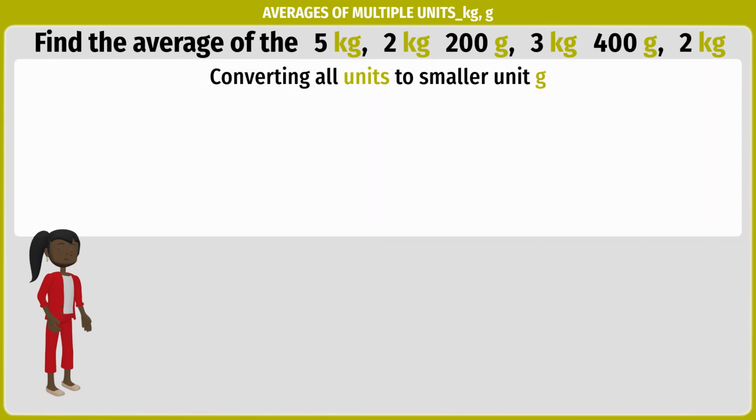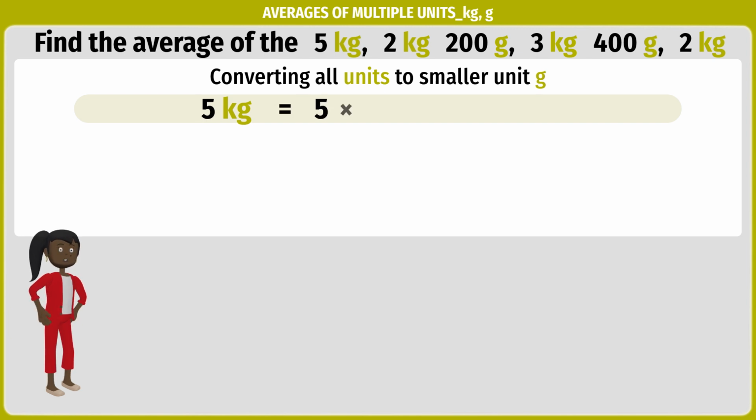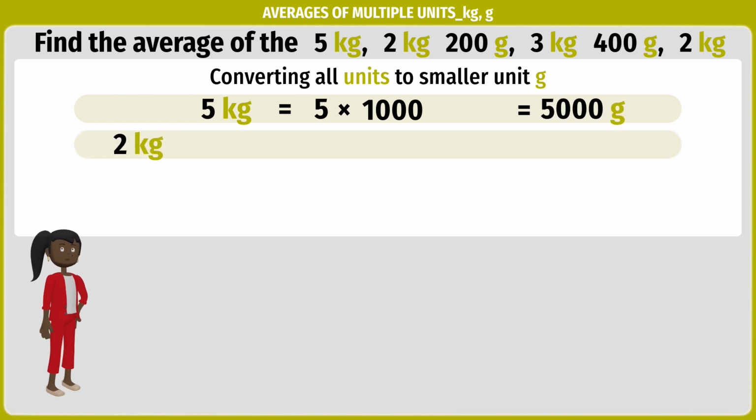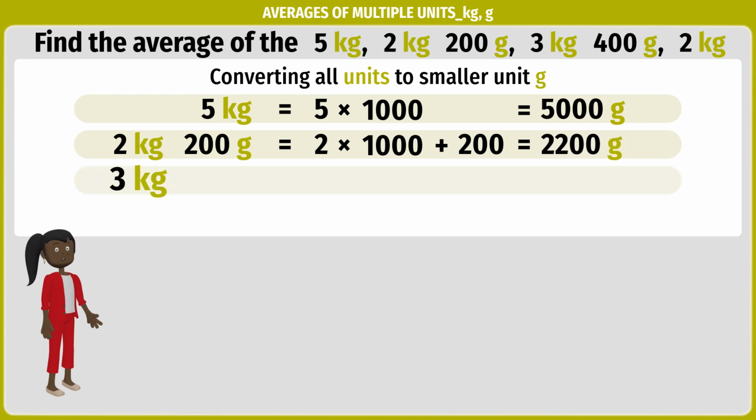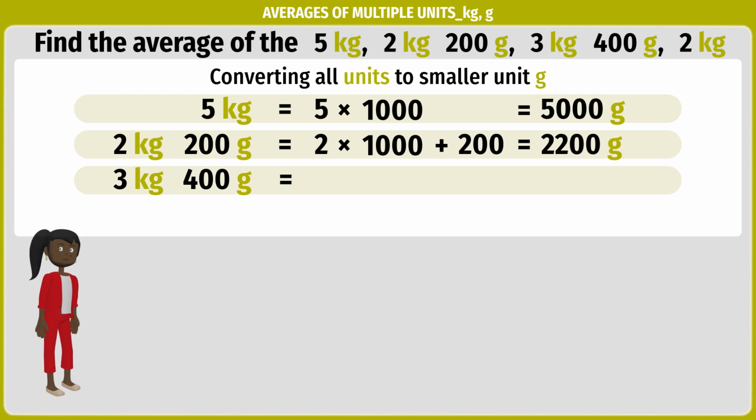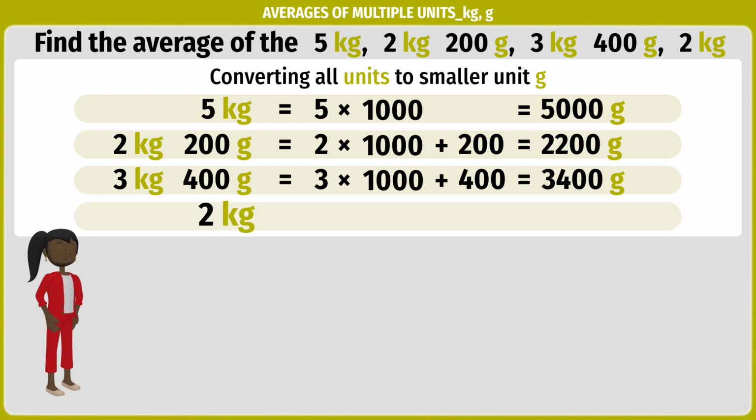5 kilograms equals 5 into 1,000 equals 5,000 grams. 2 kilograms 200 grams equals 2 into 1,000 plus 200 grams equals 2,200 grams. 3 kilograms 400 grams equals 3 into 1,000 plus 400 grams equals 3,400 grams. 2 kilograms equals 2 into 1,000, 2,000 grams.